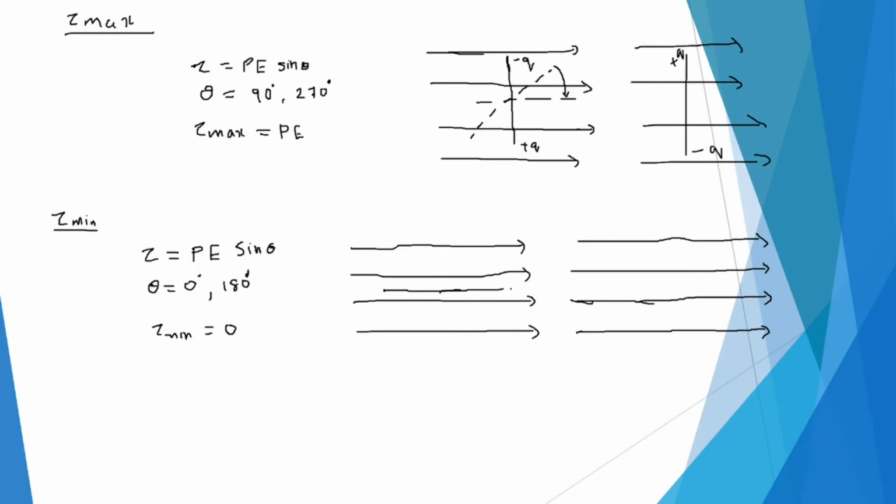So this will be our plus Q and this will be our minus Q. Here the angle between our dipole moment, which is in this direction, and the force is also in this direction. So our torque is 0, and the line of action of both forces is the same. So our torque is 0, and there is no rotational motion happening here.